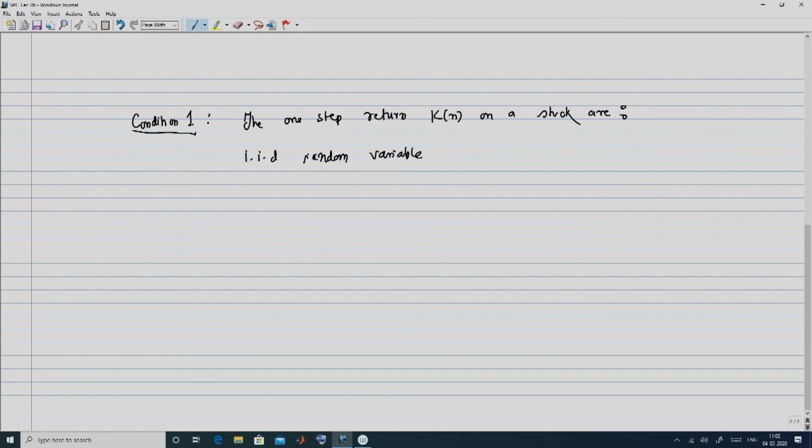So, this return k n, these are all random variables such that k n is going to be equal to u with probability p and d with probability 1 minus p. So, this means that if the stock price today is say S of n, then tomorrow the stock price can be S of n multiplied by 1 plus u with probability p, or it could become S of n into 1 plus d with probability 1 minus p.